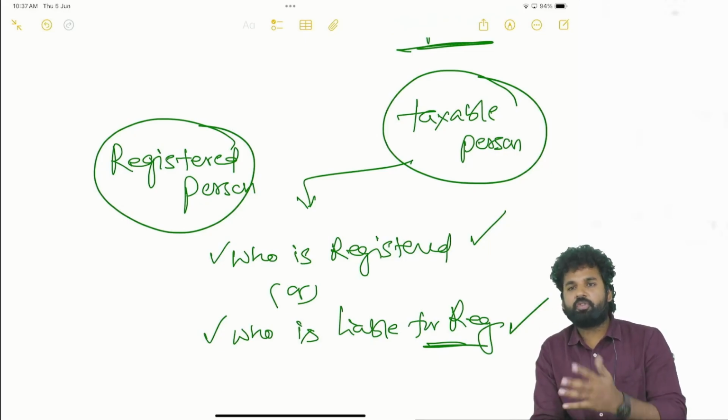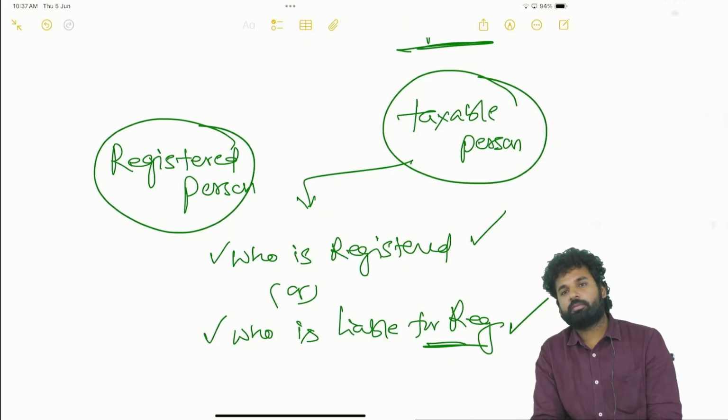Services Andhra Pradesh means 20 lakhs. Goods Telangana means 20 lakhs. Services Telangana means 20 lakhs. Goods Tamil Nadu 40 lakhs. Goods services Tamil Nadu 20 lakhs.